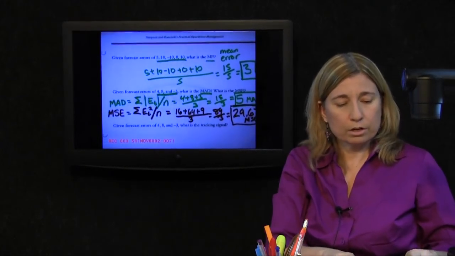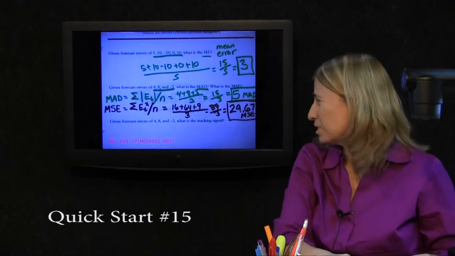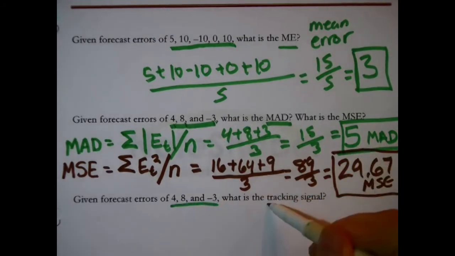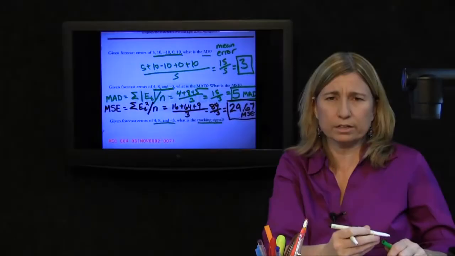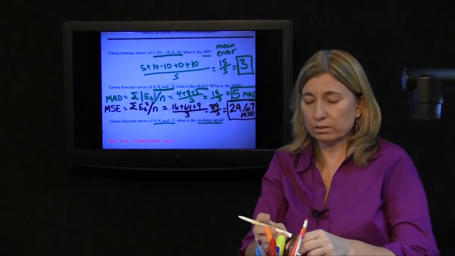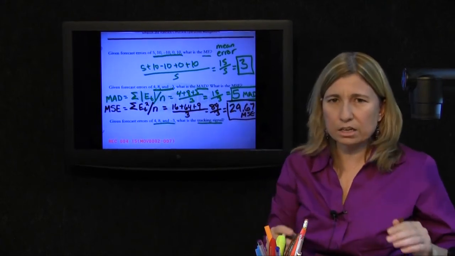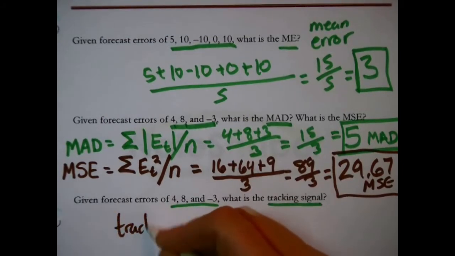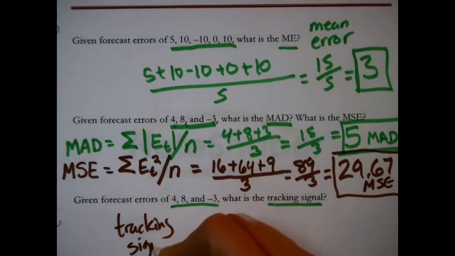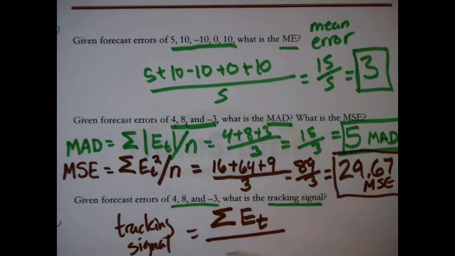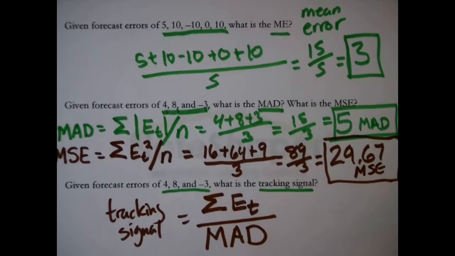Now the next question is actually asking about that same set of errors, because it's 4, 8, and negative 3, but it's asking for yet another performance measure, the tracking signal. Oh, okay, tracking signal. That kind of is a formula. Its name doesn't really describe how you calculate it. The tracking signal is the ratio of the sum of the errors, just add them up, divided by the mean absolute deviation. Average the absolute values of the errors.